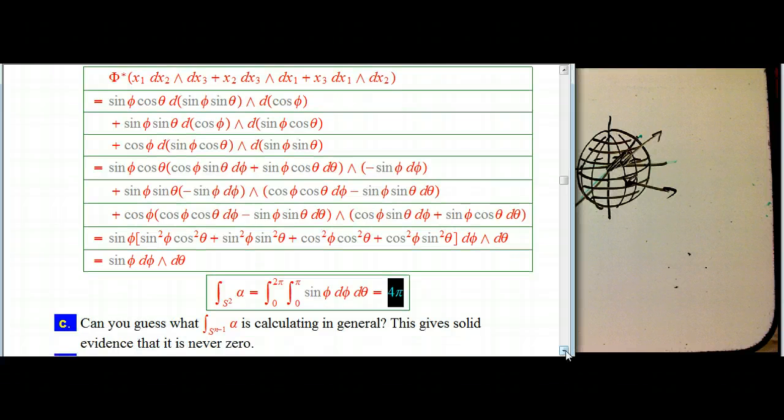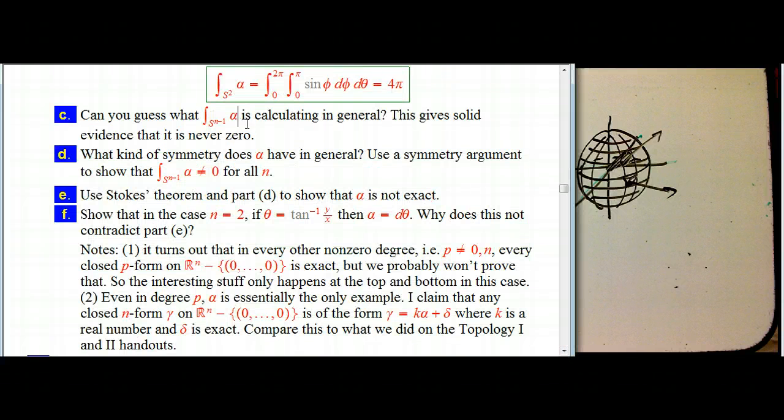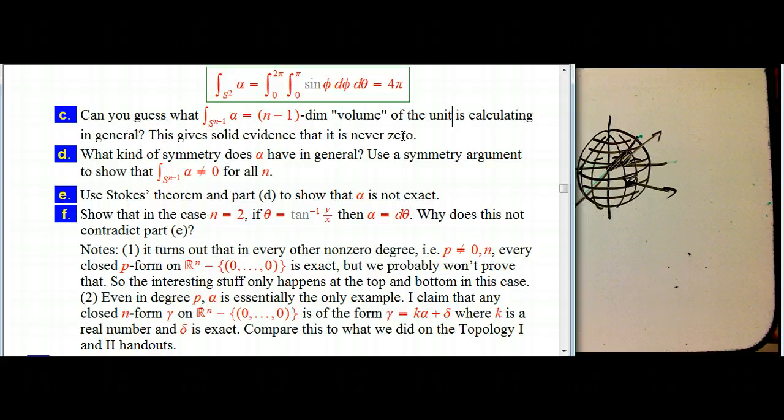So we can guess that this guy is just the n-1 dimensional volume. I could put volume in quotes, although we shouldn't have to. Multi-dimensional volume totally makes sense to us, of the unit sphere in Rn.